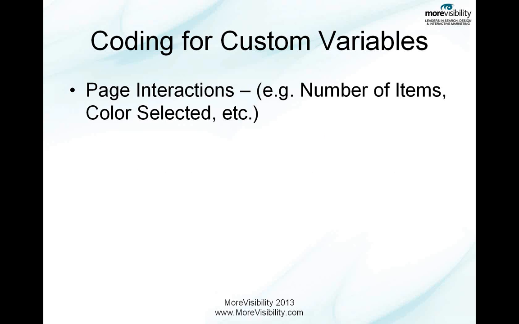So moving on, we just talked about doing it on the page level, but let's say there's something that happens on the page. For example, the one that we used before with a number of items update or color selected, or let's say somebody does a virtual tour. You've got a virtual tour option on every page of your site, and you want to know if somebody clicks on that, you want to just catch it on that page.